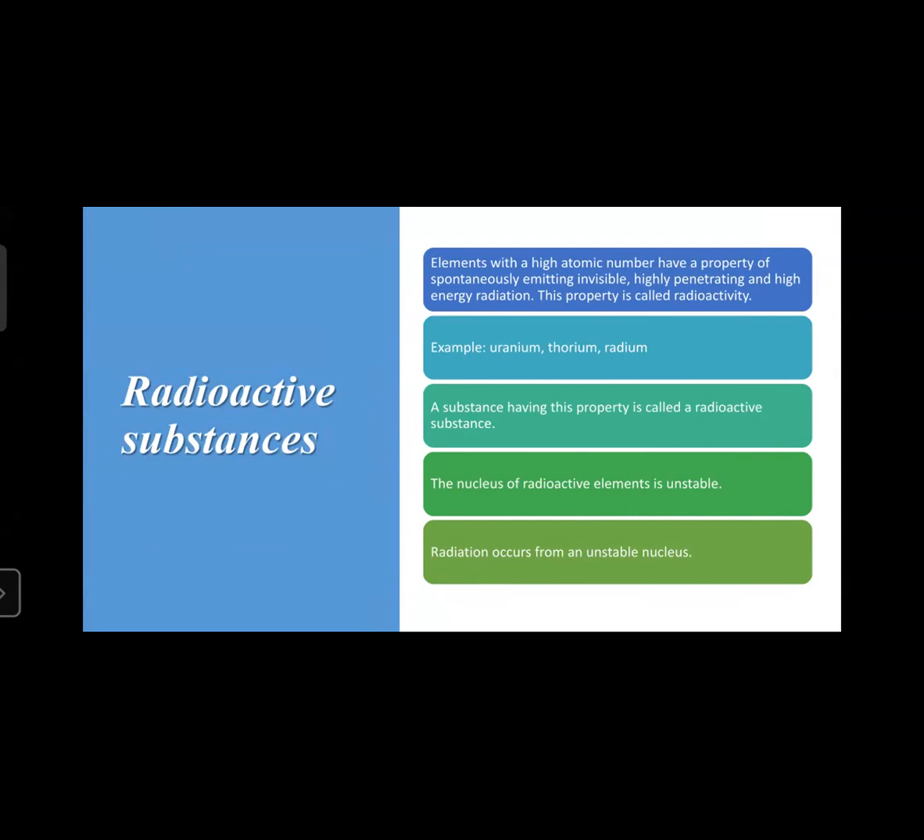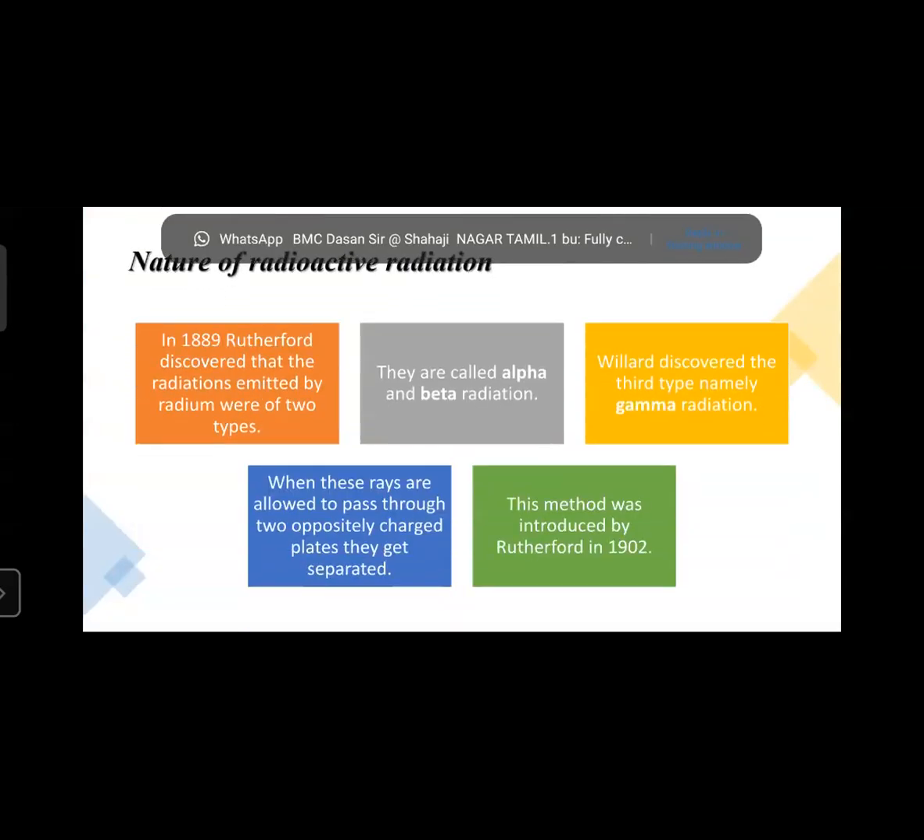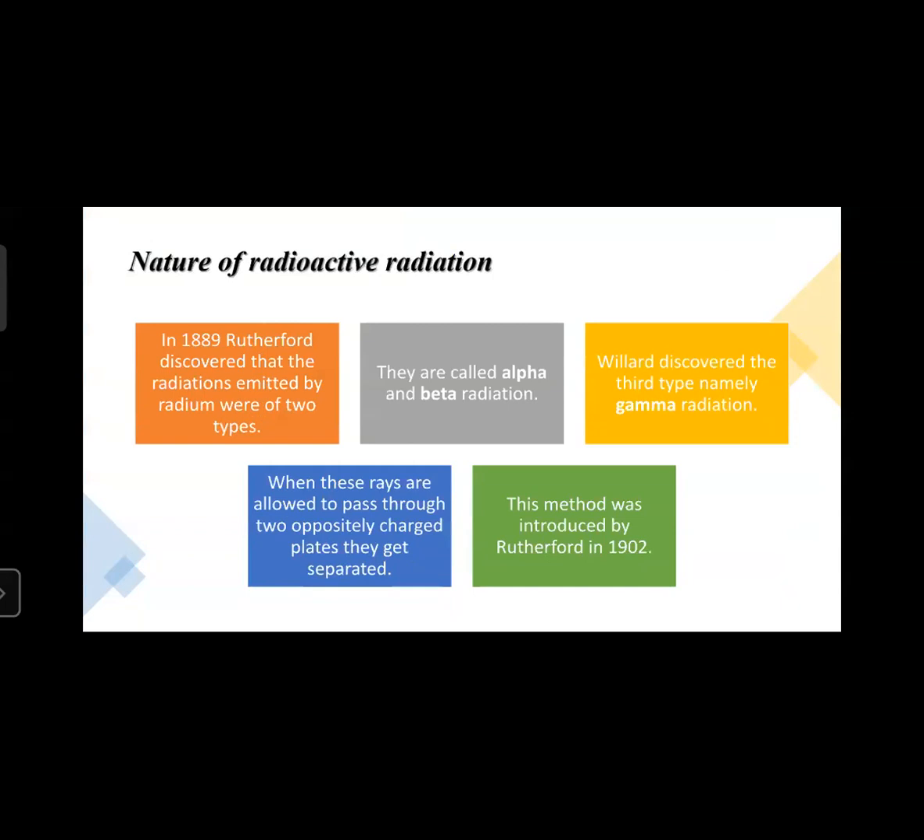The nucleus of those radioactive elements is unstable. Radiation continuously occurs from that unstable nucleus. Now, what is the nature of these radioactive substances? In 1899, Rutherford discovered that the radiations emitted by radium are of two types: alpha and beta radiation. Villard discovered the third type, namely gamma radiation. Therefore, the radiations are of three types: alpha rays, beta rays, and gamma rays.